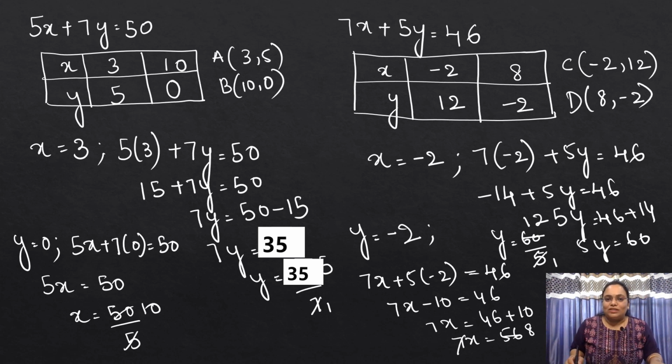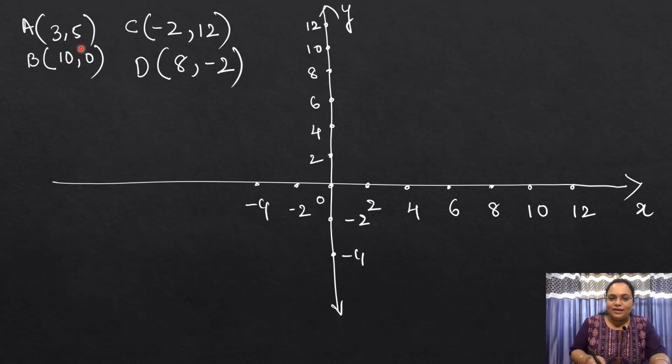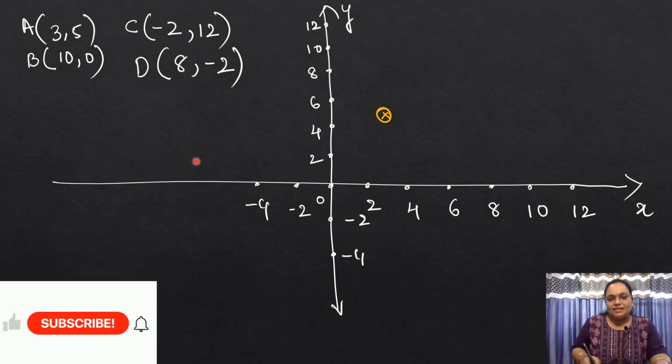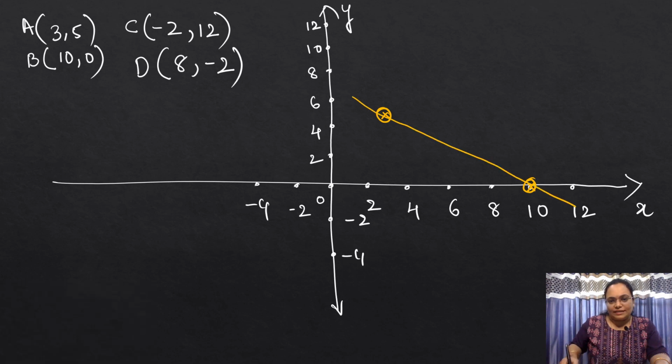Now let us plot it on a graph. So the first point is 3 and 5. 3 on the x-axis and 5 on the y-axis. So the next point is 10 and 0. 10 on the x-axis and 0 on the y-axis, which is here. Let us join these 2 points. You will get it like this. So this is your A point and this is your B point.